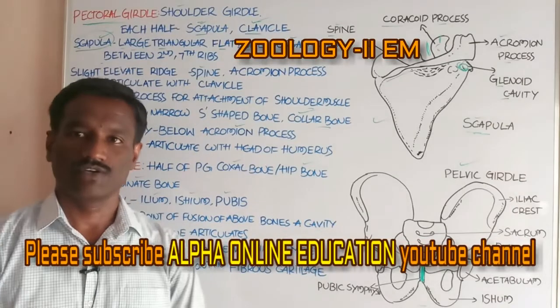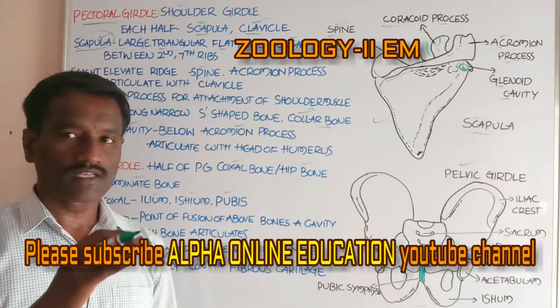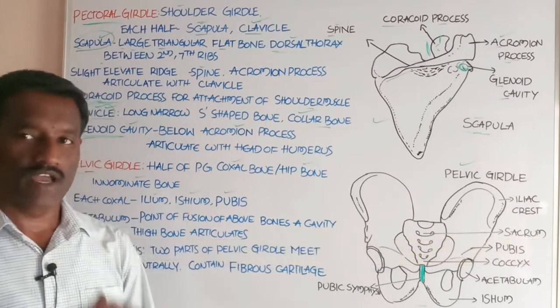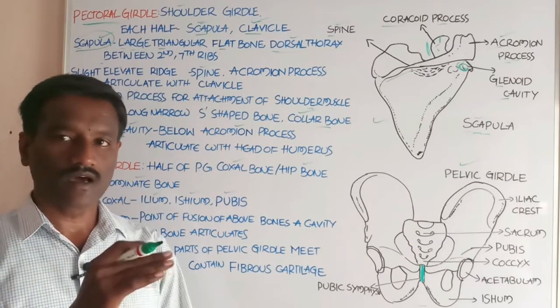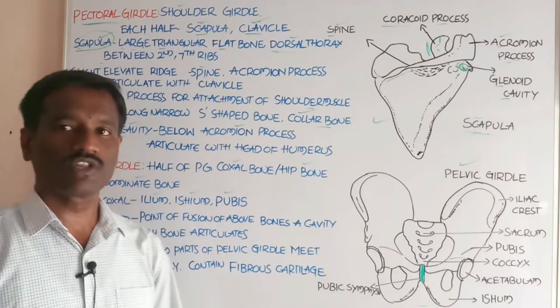Question. Let us discuss the girdles. Girdles are part of the appendicular skeleton. Two types of girdles are present in the human body: the pectoral girdle and the pelvic girdle. What about the pectoral girdle?